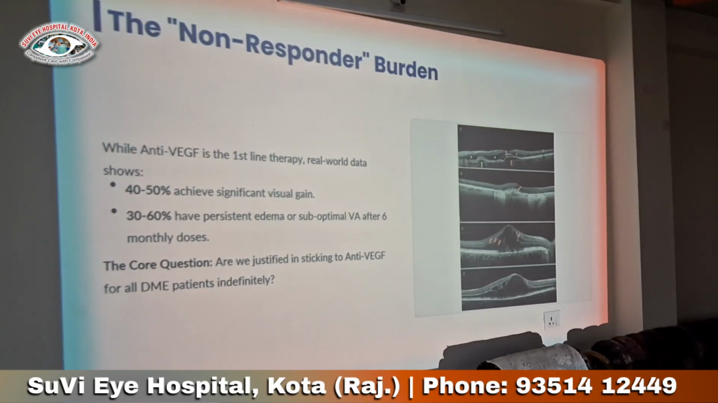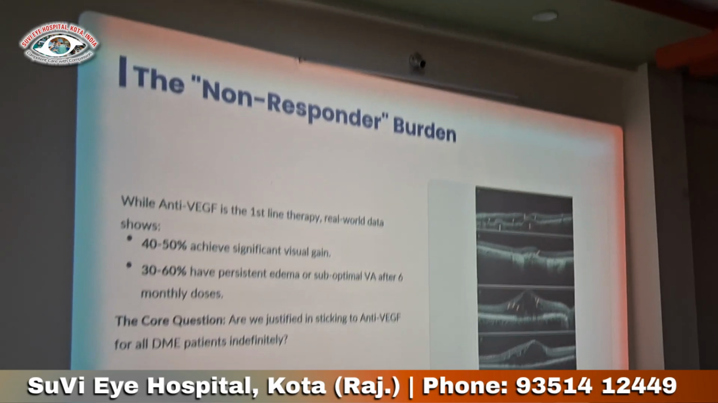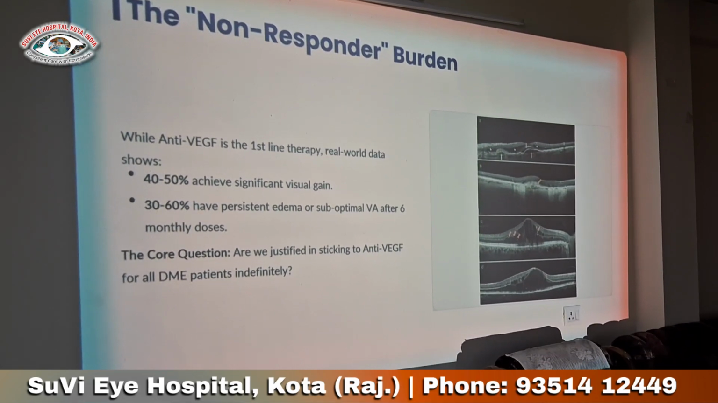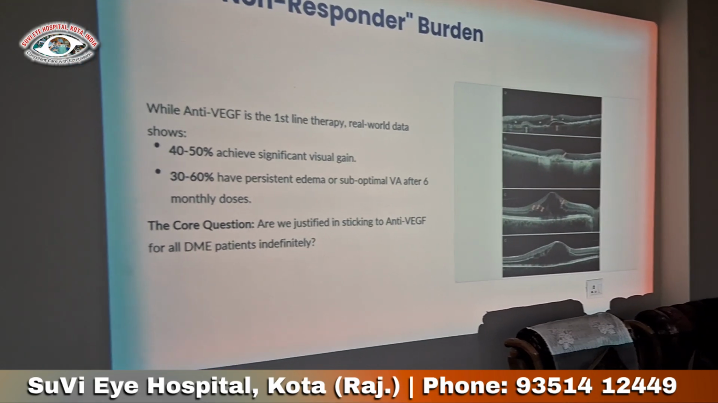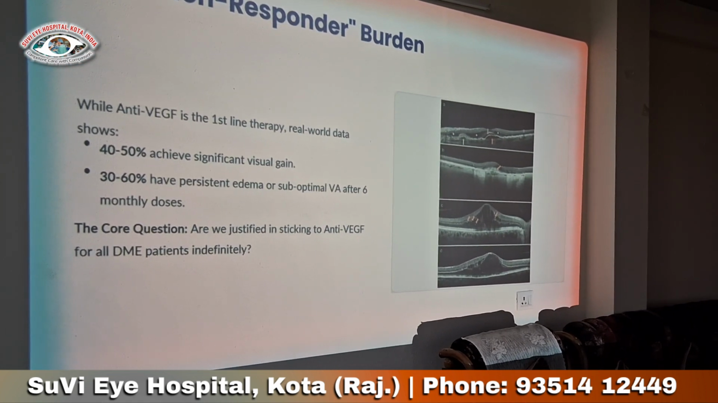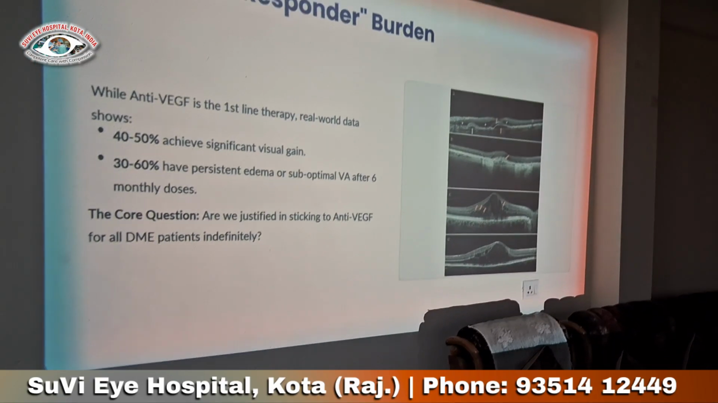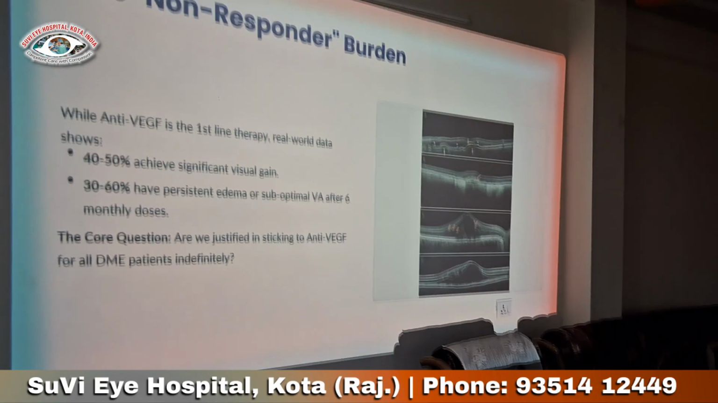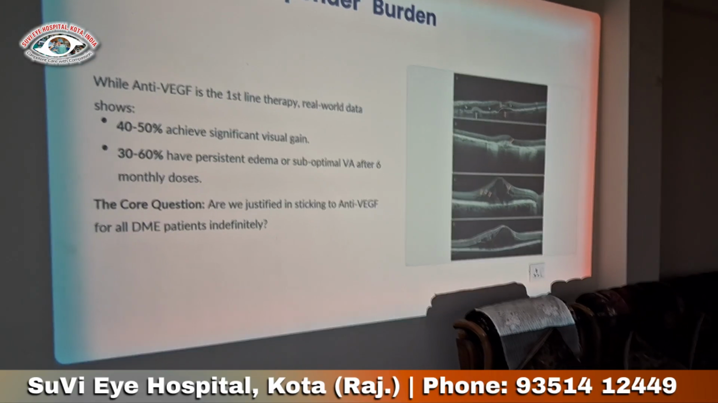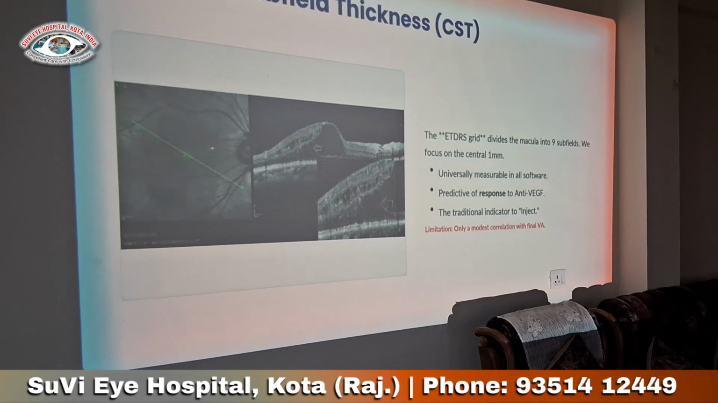So this is the same thing as the non-responder point, that 40 to 50% achieve significant visual gain, but 30 to 60% have persistent edema or suboptimal visual acuity. So are we justified in sticking to anti-VEGF for all DME patients? So the need for biomarkers came into the picture. So now, what are the biomarkers?